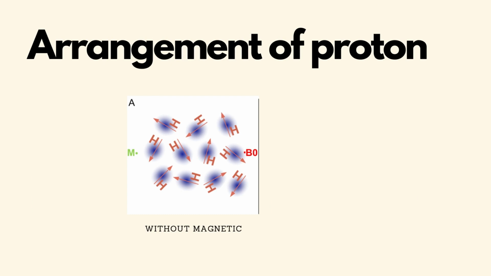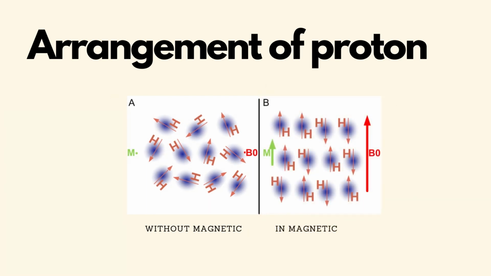When not affected by a magnetic field, those spins rotate around their axes in random directions. The spins' magnetic fields interact and cancel each other. But when there is an external magnetic field, those spins will rearrange depending on the direction of the magnetic field. They will have a direction parallel or anti-parallel to the external magnetic field.